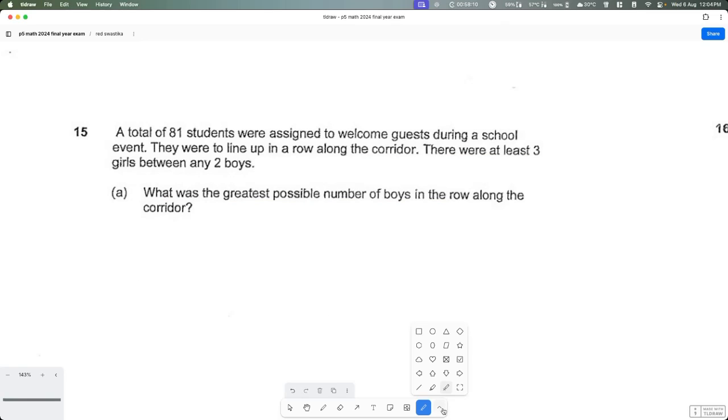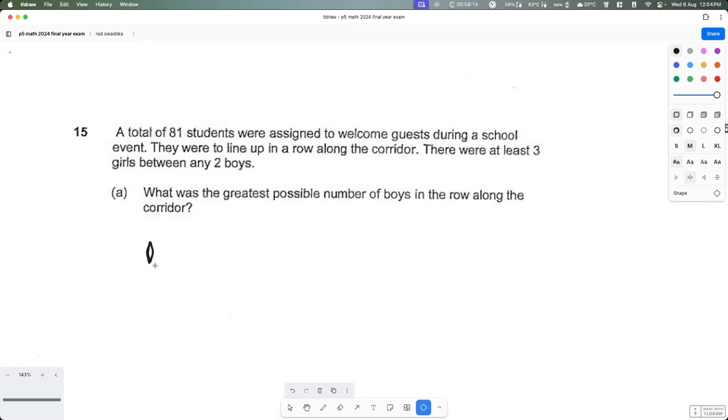So, in this case, if I were to draw the girls as diamonds, and then we have two diamonds in this case, I'll put here as girls. Between any two boys. Okay, boys. So boys over here, and then boys over here as well. So we have two boys, and then in between there are three girls.